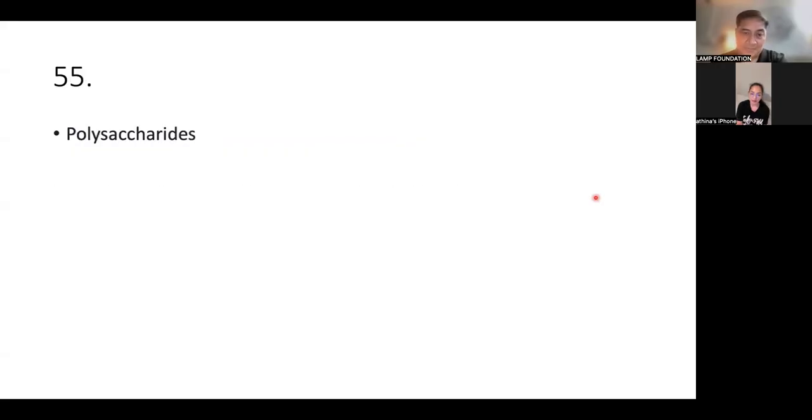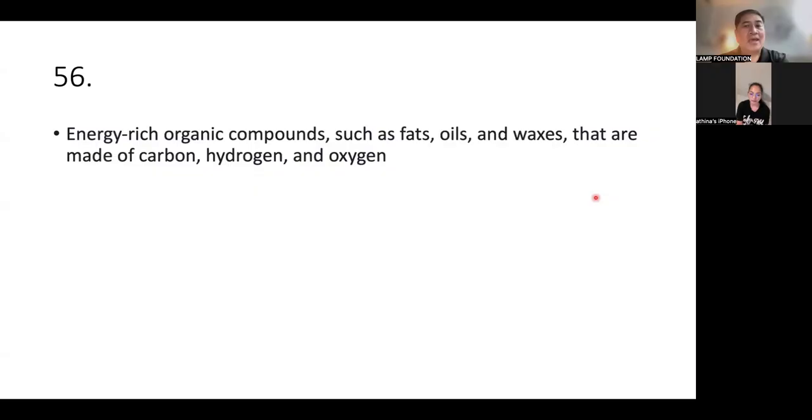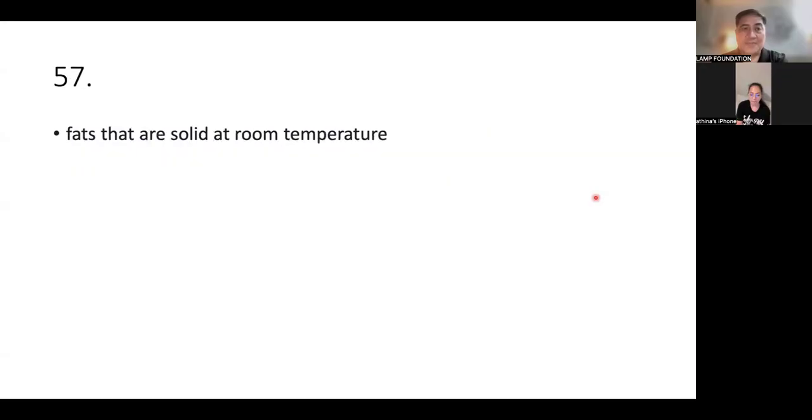Polysaccharides. They are carbohydrates that are made up of more than two monosaccharides. Energy-rich organic compounds such as fats, oils, and waxes that are made of carbon, hydrogen, and oxygen. They are lipids. These are fats that are solid at room temperature. They are saturated fats.